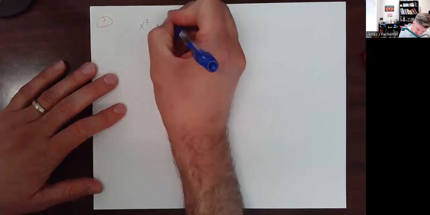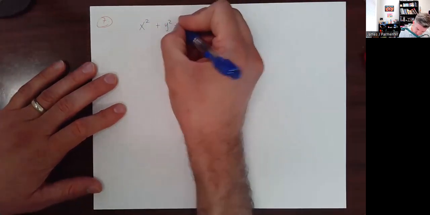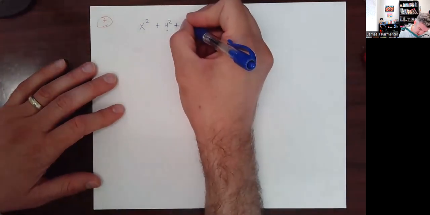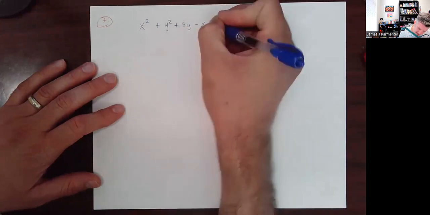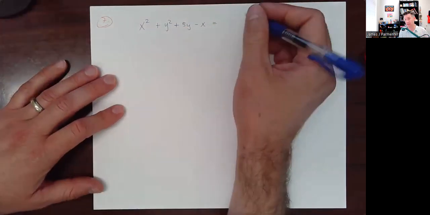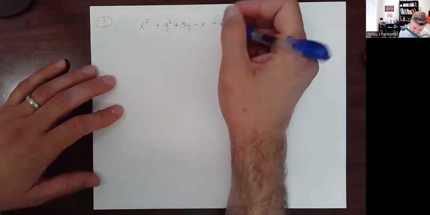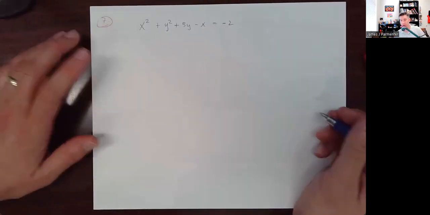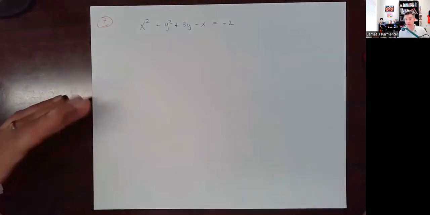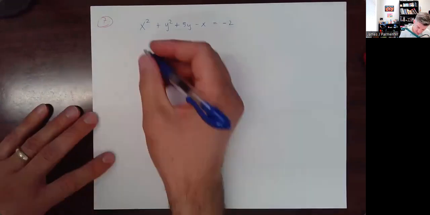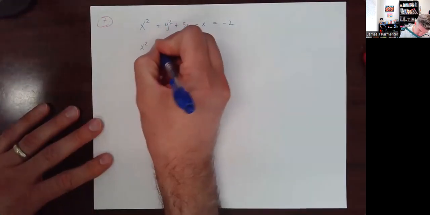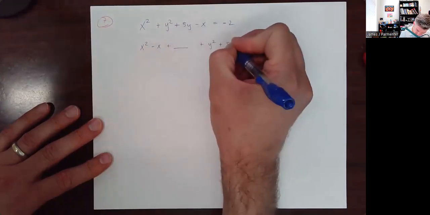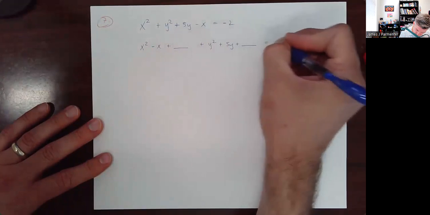X squared plus y squared plus, let's write it out of order, plus 5y minus x equal to, I'm just going to make something else, let's say, sure, -2. We'll find out how that goes. All right, so always the same first step: you're grouping the x's, you're grouping the y's. So x squared minus x plus a blank, and the y squared plus 5y plus a blank equal to -2 plus those 2 blanks.